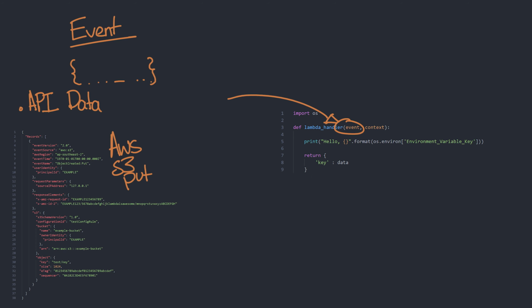The event parameter is used to pass event data. Most of the time, this is a dictionary type in Python. The data is usually the API call data, for example, an API call with JSON data, or an event that has been triggered by another AWS service, for example, an event on an S3 bucket for a put.